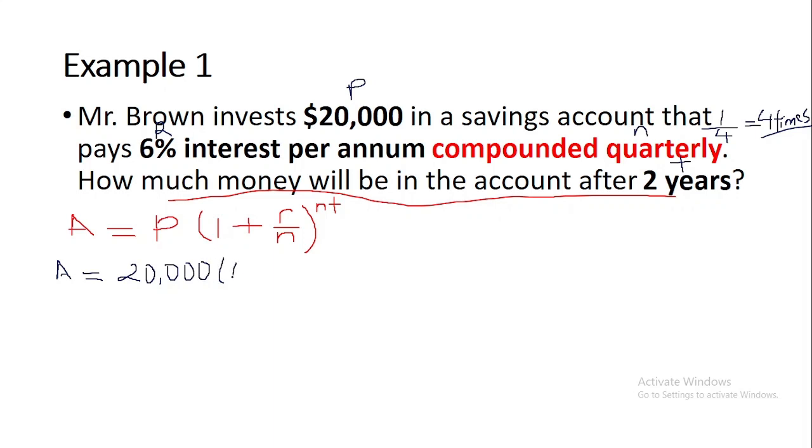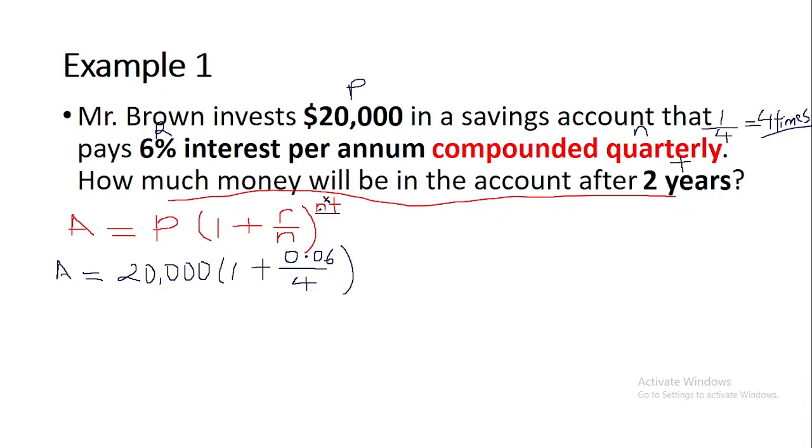Open bracket, 1 plus R, which is 6%, and we know that's supposed to be written as a percentage, so that's going to be 0.06 over N, the number of times it compounded within a year, so that's 4 times, all raised to NT, which means it is raised to the product of these two numbers.